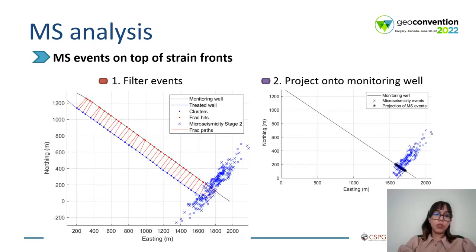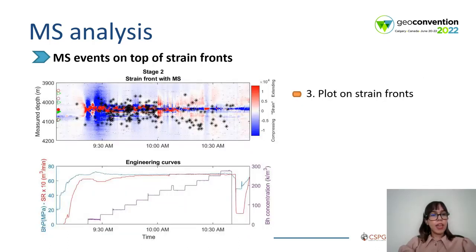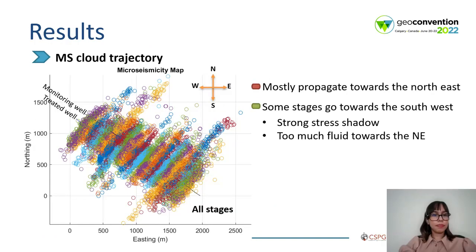After that, we wanted to project the microseismicity onto the strain fronts. To do that, we first deleted all the events on the left side of the well and events that were too far away from the injection point. Then, we projected the events onto the monitoring well to obtain their measured depth. After obtaining the measured depth, we plot the microseismic events on top of the strain front as a function of the time of their occurrence. And this is an example of this type of analysis.